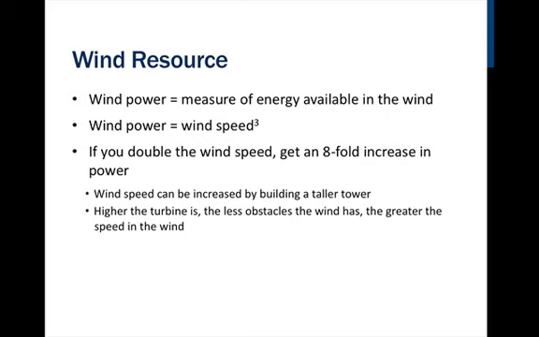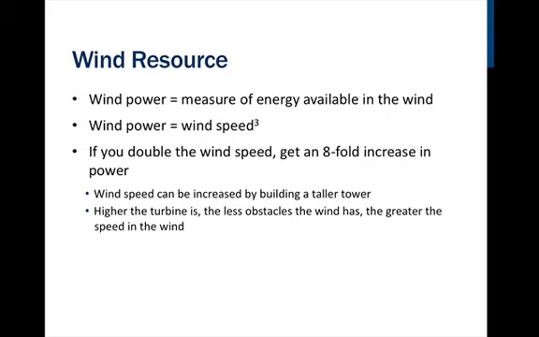The wind power equation shows us the following. Wind power is equal to wind speed cubed. Think about that for a minute. Wind speed cubed. That means that if you were to double the wind speed that your wind turbine experiences, the available energy would increase 8-fold. So what does that mean for you? Well, there's one way that we can increase the speed of the wind that we experience, as Mother Nature has its limitations. We can increase the wind speed by building a taller tower.